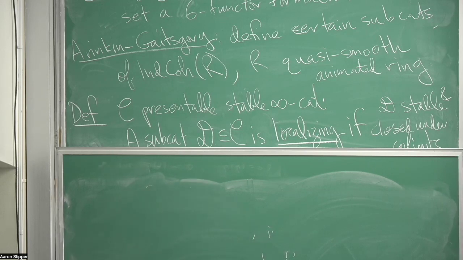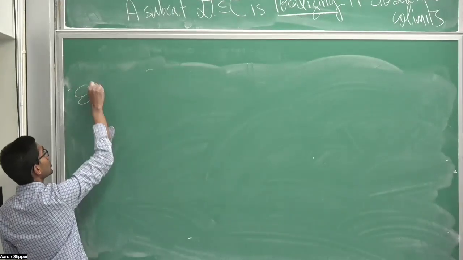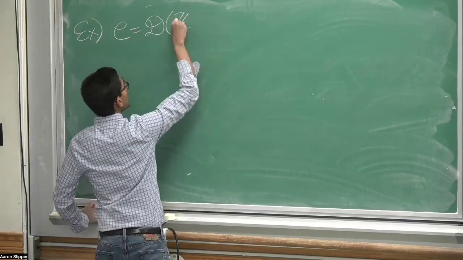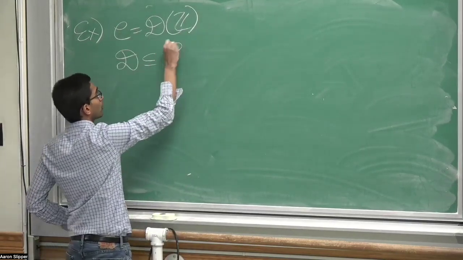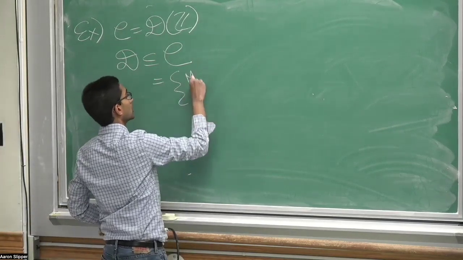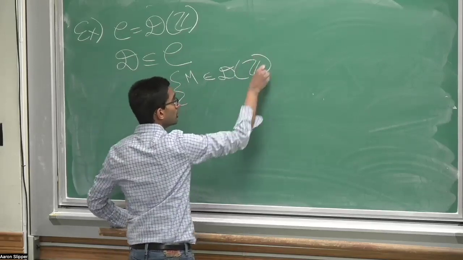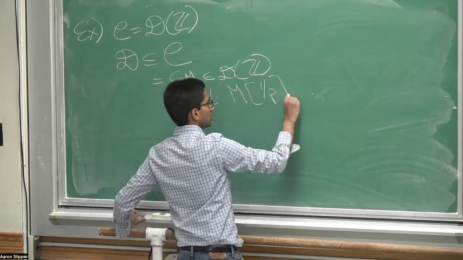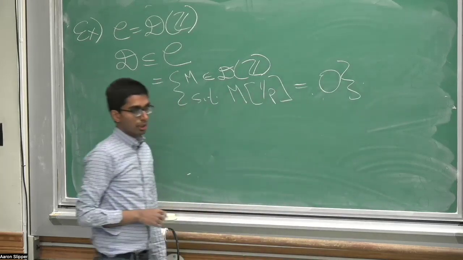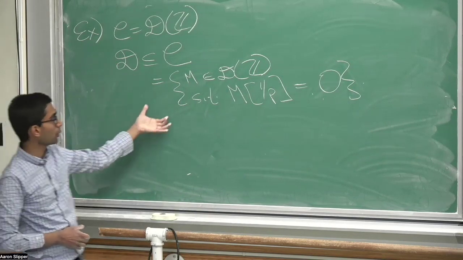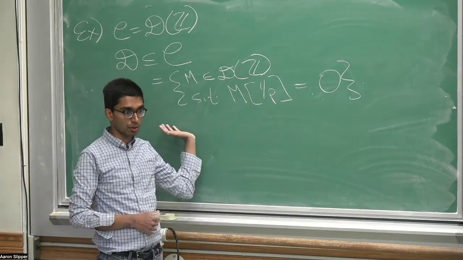So a simple example: inside D of Z, you can take C to be D of Z, and you can define E to be the subcategory of objects such that when you invert p, you get 0. That means that p acts locally nilpotently on the cohomology. It's a localizing subcategory. And this is often how you can define a localizing subcategory: you impose some sort of local nilpotence condition on some endomorphisms.